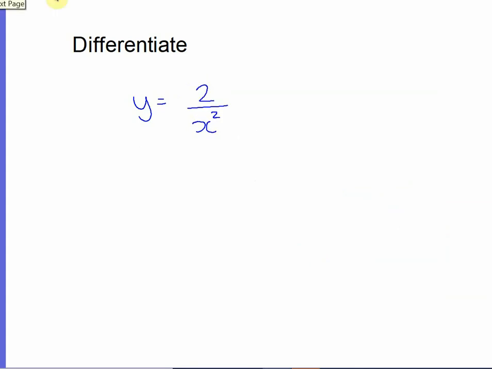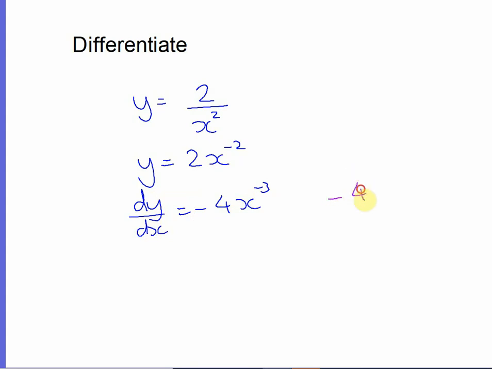Okay, let's have a look at this one. So this is the same as 2x to the minus 2, just for the same reasons. I just don't want to keep repeating myself. So if you need to write a few more steps down, that's fine, or you just want to look at the patterns, that's fine also. Let's differentiate. Times by the power, reduce the power by 1.